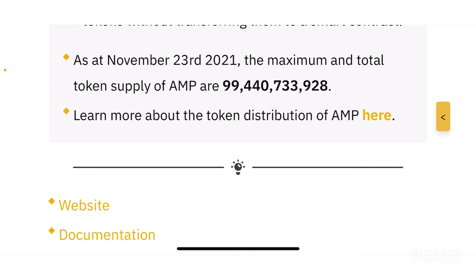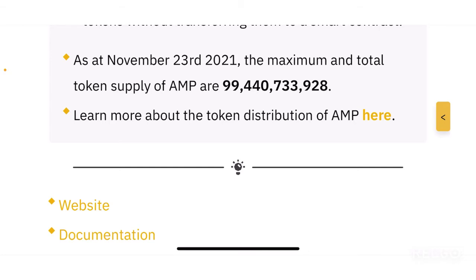As of November 23rd, 2021, the maximum and total token supply of AMP is 99.4 billion tokens. Again, this is a huge token supply. In fact, it's one of the highest that I've seen. There are tokens with more than a trillion tokens in circulation, or even as a max supply or total token supply. But it seems like AMP is quite on the high end when it comes to the token supply and maximum supply, which makes it a very volatile token, plus at the same time not as valuable as other projects, which is one of the downsides in my opinion for the AMP project.